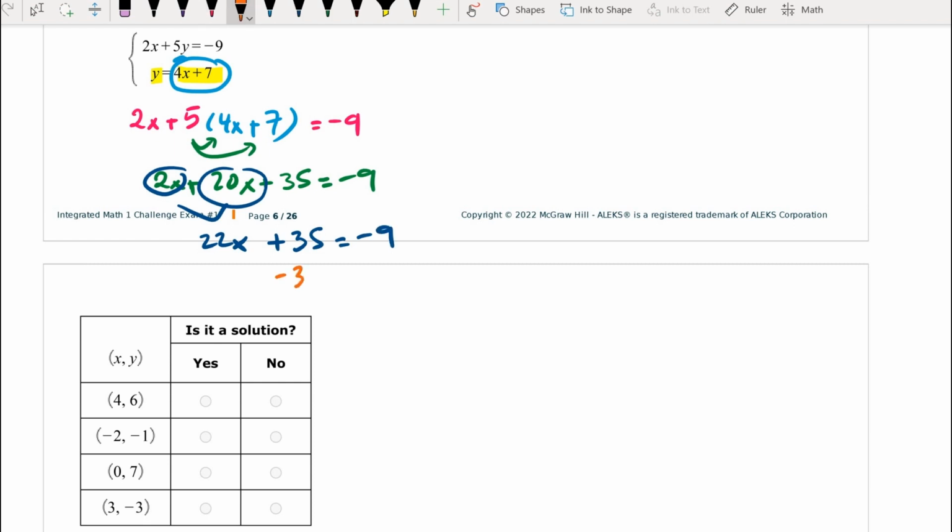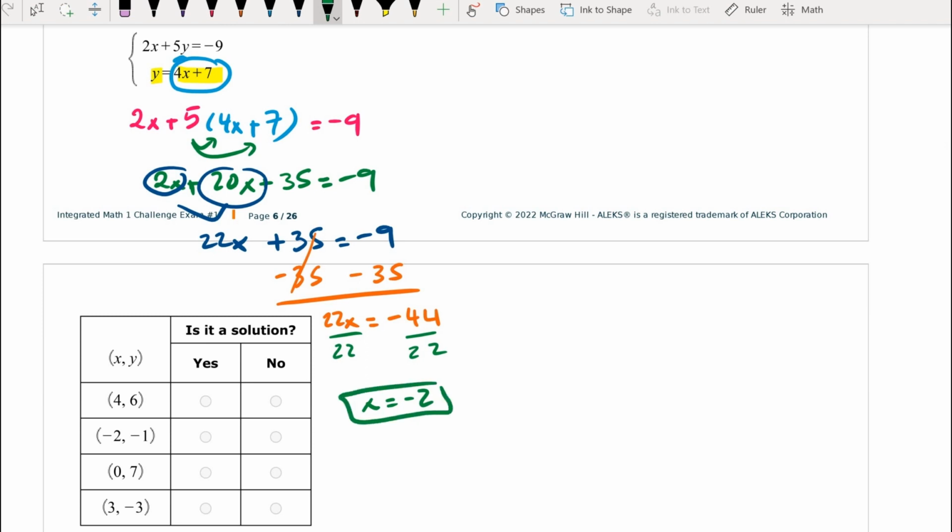Continue solving for x. We subtract 35 from both sides. That cancels out, leaving 22x equals, same sign, add them up, negative 44. To get x alone by itself, divide both sides by 22, so x equals negative 2.